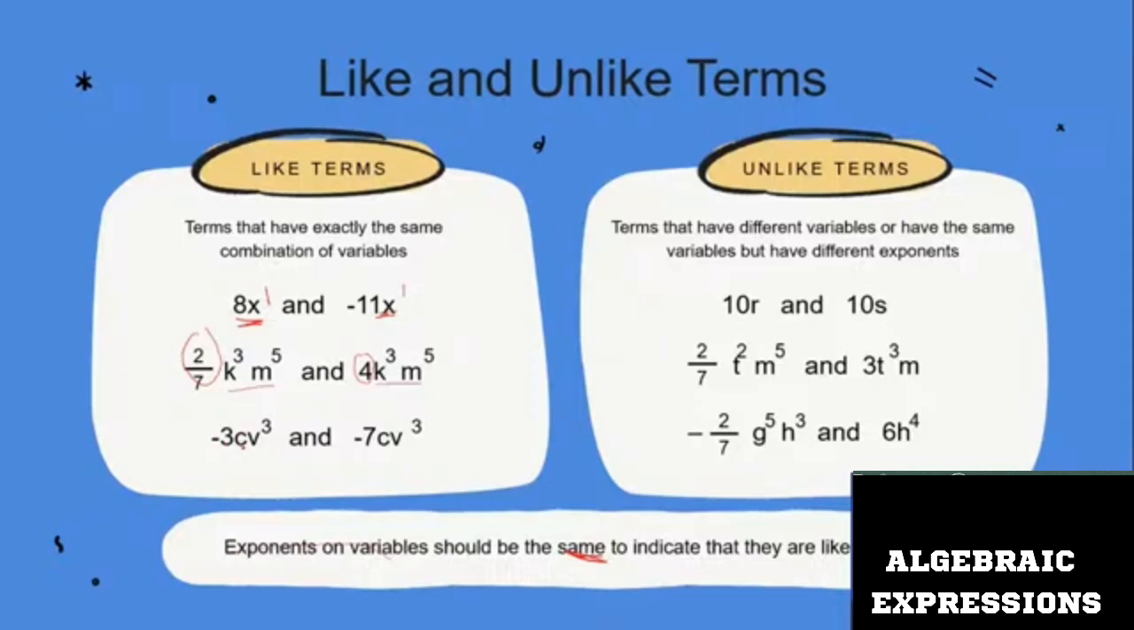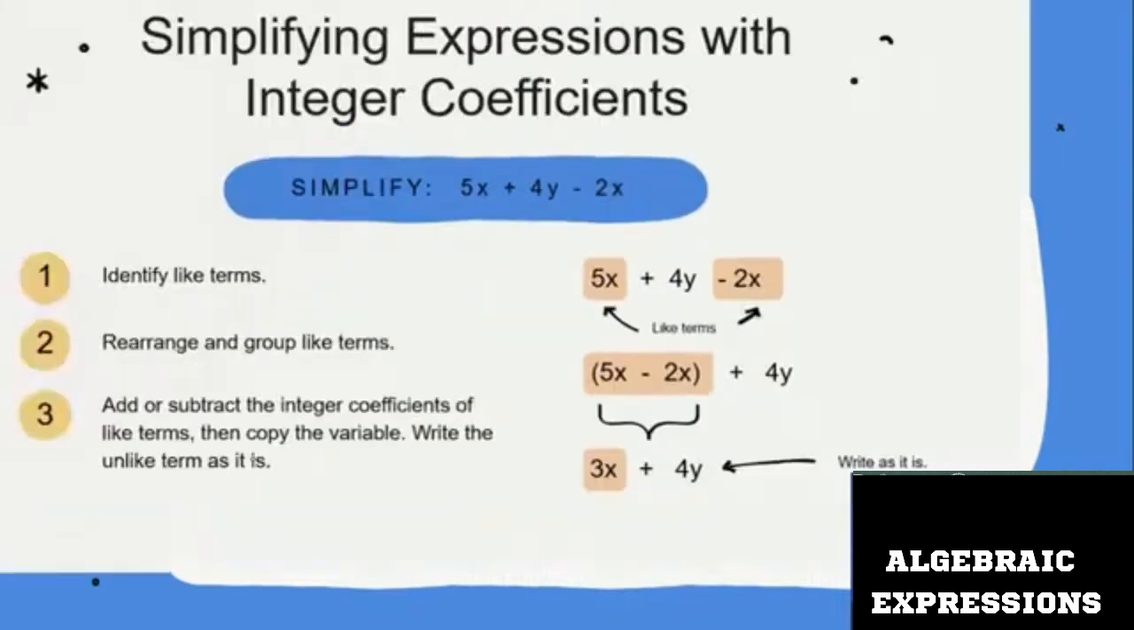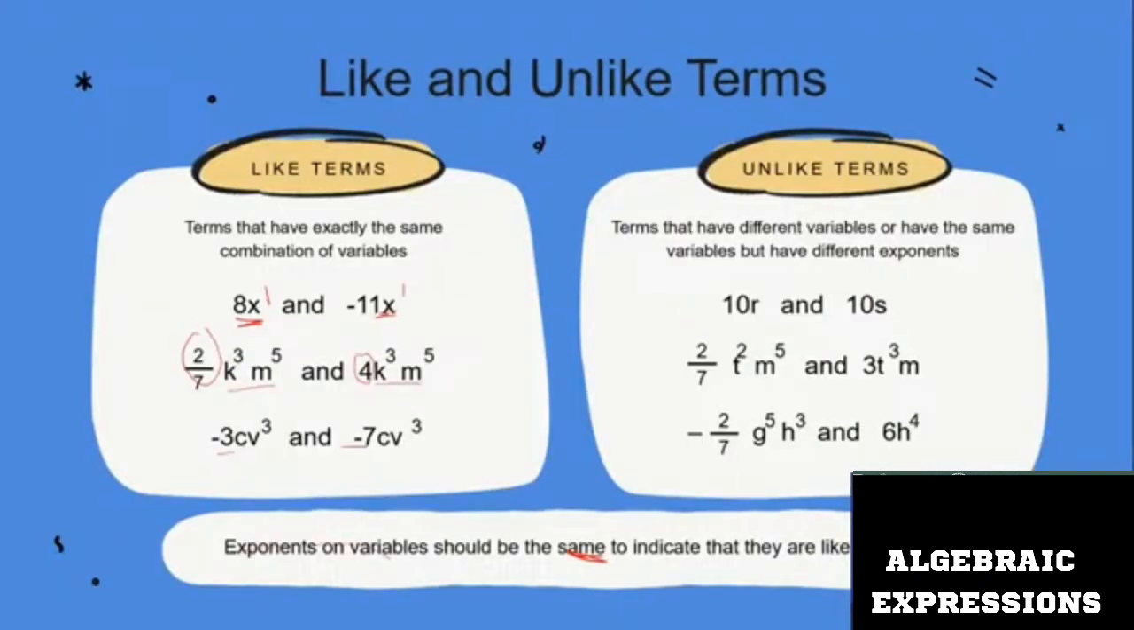Again, in the other one, we can see that the coefficients are different as well, but the unknowns are the same. We have the unknowns being cv to the power 3, cv to the power 3, and hence they are like terms. We can solve them, we can add, subtract, etc.